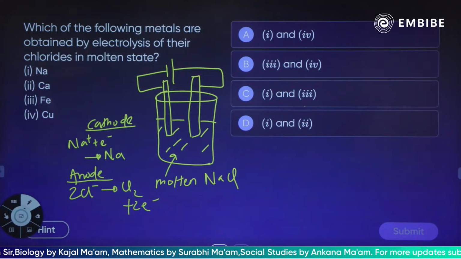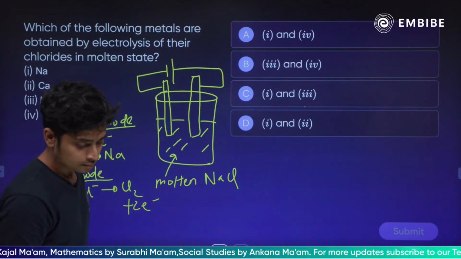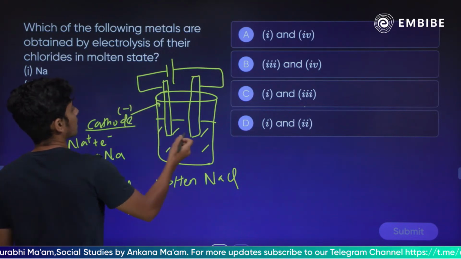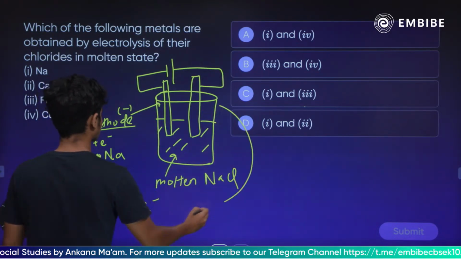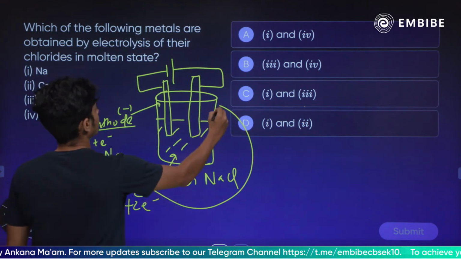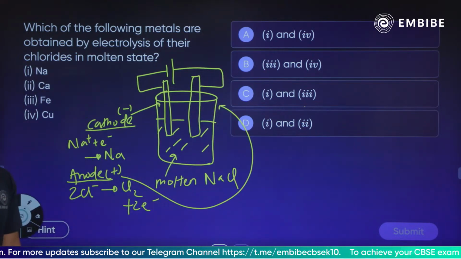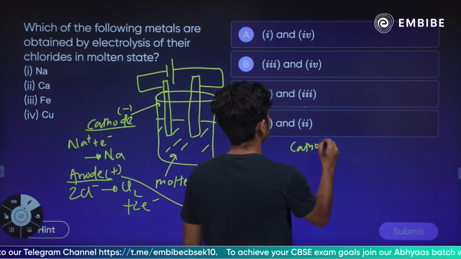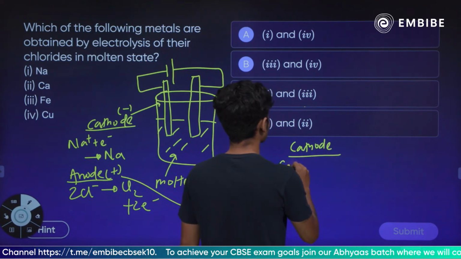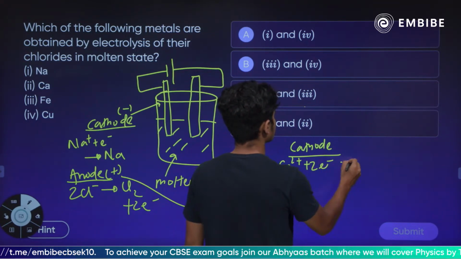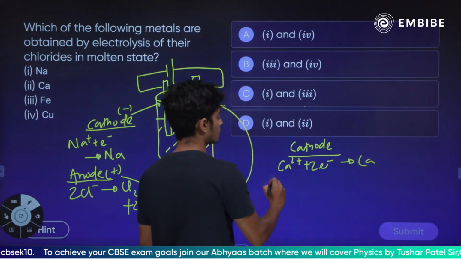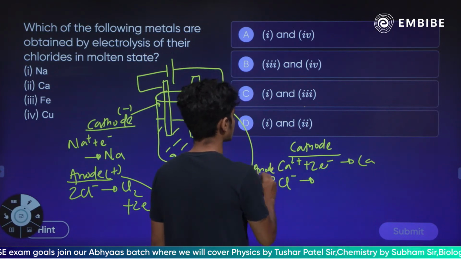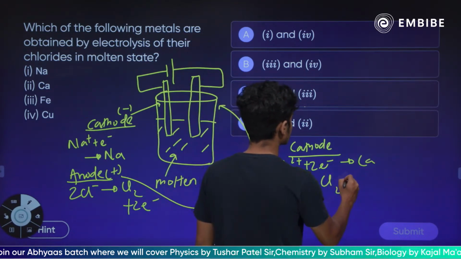So in an electrolytic cell, the cathode is your negative electrode, and the anode is your positive electrode. Similarly, for calcium you will get calcium metal at the cathode, the negative electrode. Ca2+ will get converted to calcium metal, and at the anode, 2Cl- will give you chlorine gas: 2Cl- gives Cl2 plus 2e-.